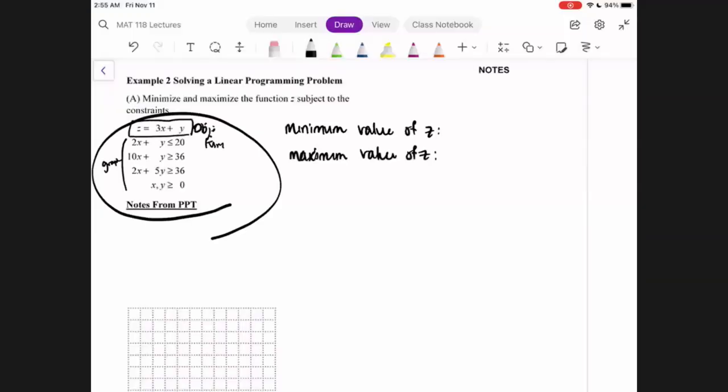Right. So your corner points that we got were (2, 16), (3, 6), and (8, 4). So then what's your z value here? That would be using your objective function.